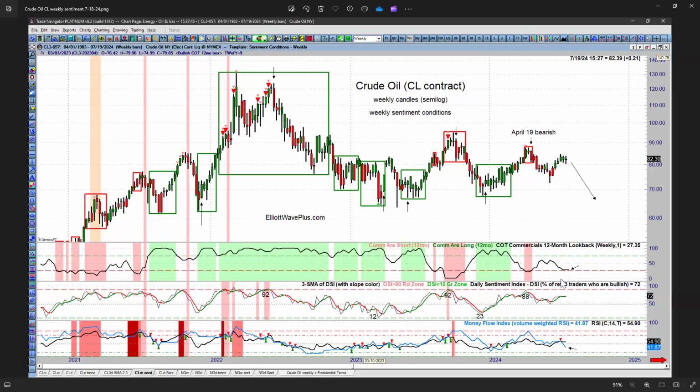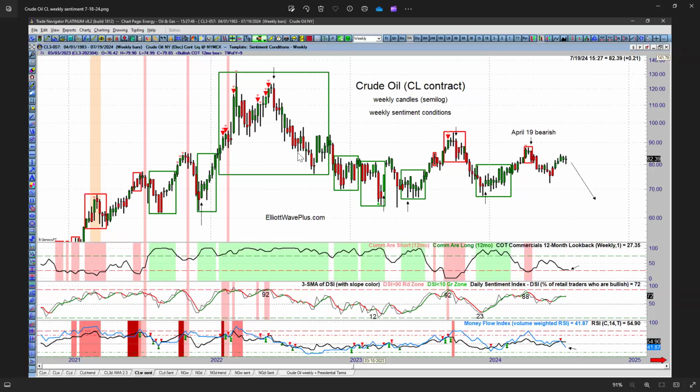Now we got a little bump here, but notice the commercials are very quickly returning back to fully hedged. So the commercials on crude oil are easy. It's the oil drillers and integrated oil companies, anybody involved with the production and sale of crude oil. They are bearish. They are protecting themselves right now from lower prices. And they were within an eyelash of being fully bearish.